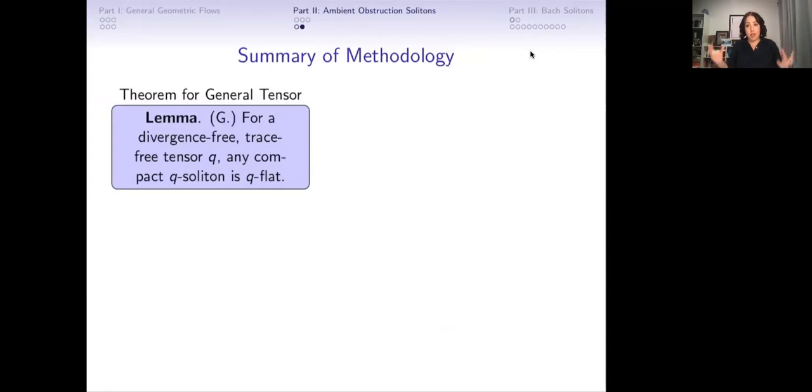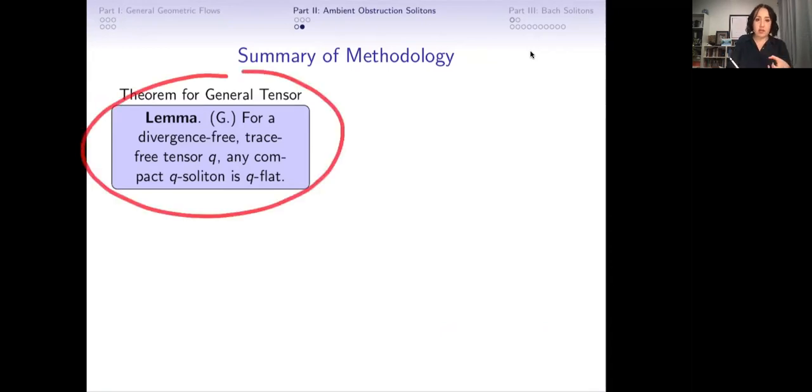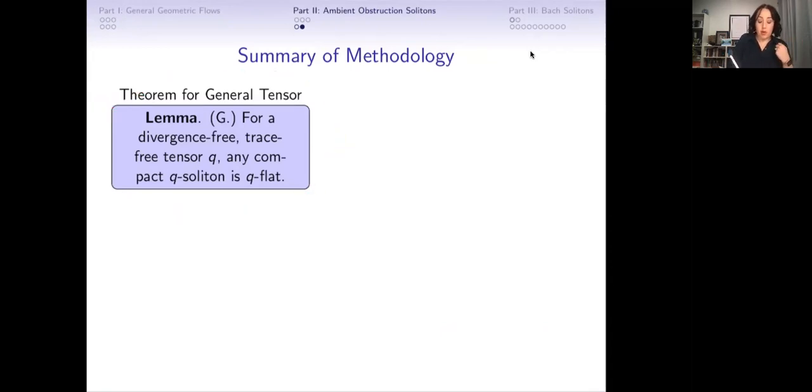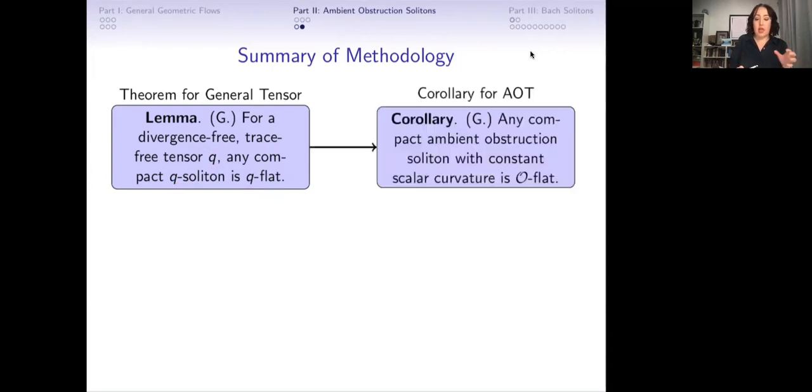So the methodology of how I'm going to approach proving things for the ambient obstruction tensor, to get around how gross the actual tensor is and start to use the properties that it gives me, is to find a theorem for a general tensor. In our case, I proved that for a divergence-free, trace-free tensor Q, any compact Q soliton is Q flat. Then I'm going to find a specific corollary for the ambient obstruction tensor: any compact ambient obstruction soliton with constant scalar curvature is O flat.